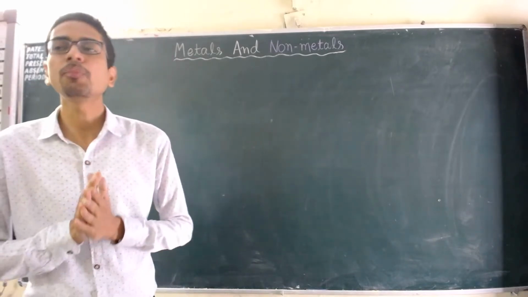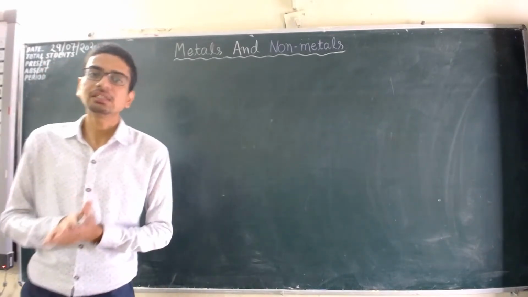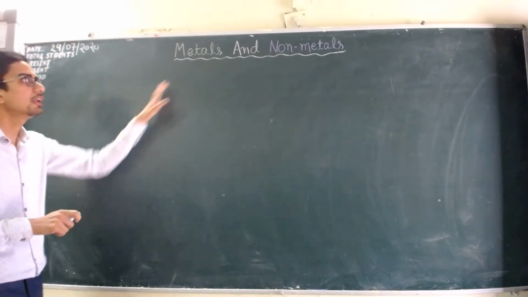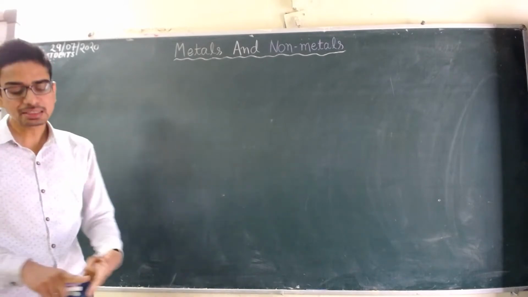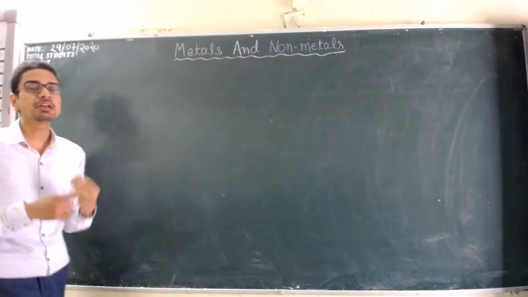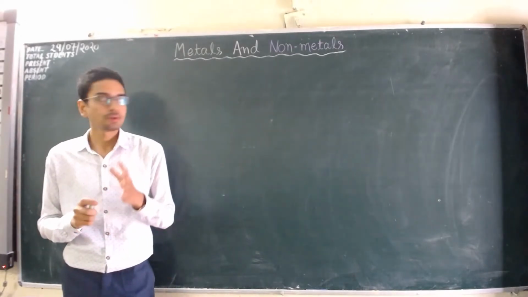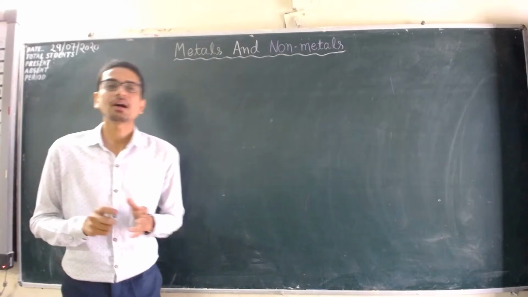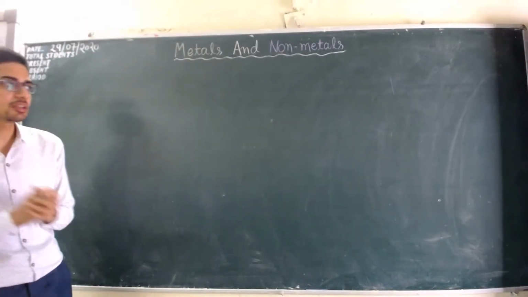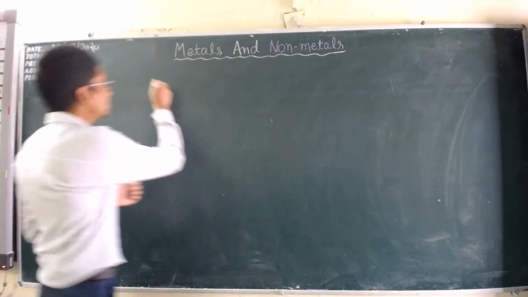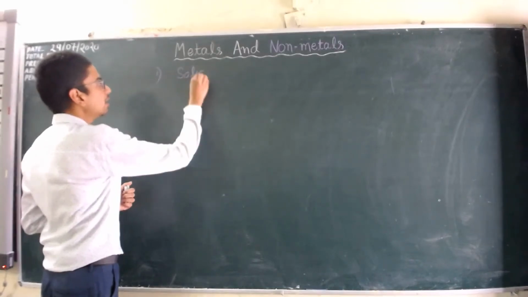Physical properties of metals. Physical properties mean their appearance, what they are physically. Can you write some physical properties of metals? For example, gold, silver. How do they appear? You know that metals are hard substances and generally solids. Metals are generally solids and hard.